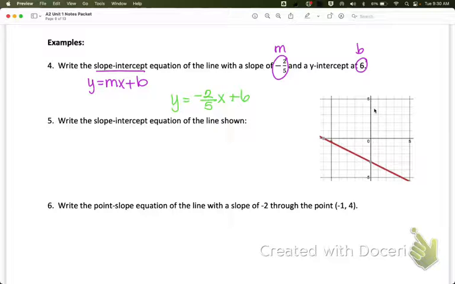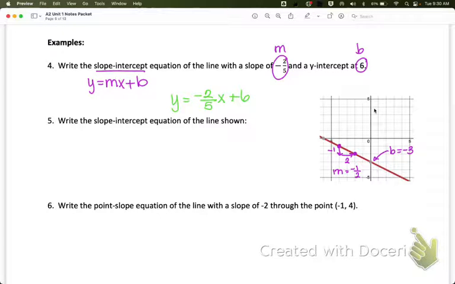Number 5, we can look at the graph. Now, again, what I need is the slope and the y-intercept if I can get it. I can see on the graph that my y-intercept is -3. That's where it crosses the y-axis. And then we can determine the slope by looking at rise over run. So it looks like I go down 1 and over 2. So our slope would be -1/2.